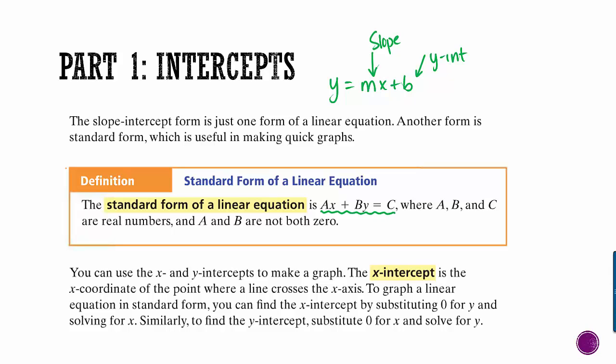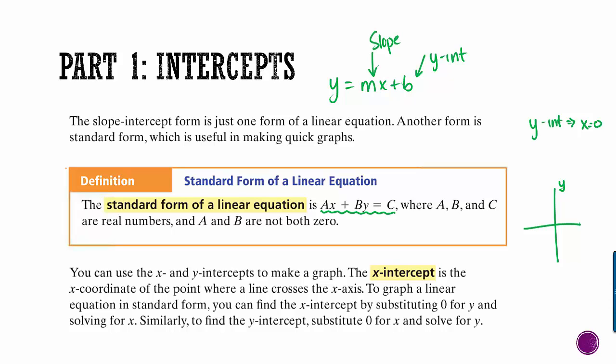ax plus by equals c. This time, a, b, and c don't have meanings like m and b do for y equals mx plus b. But they can help us find the intercepts. Remember back to looking at a graph. This is the y-axis. We know that any point on this line means that x has to equal 0. So when you have a y-intercept, x has to equal 0.